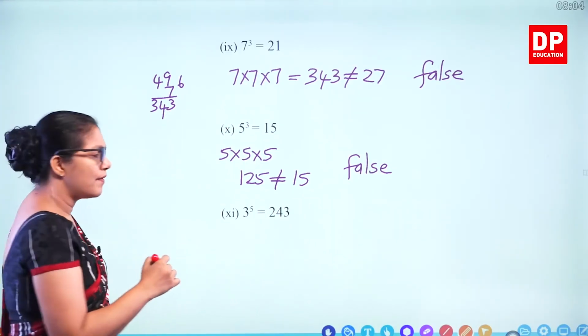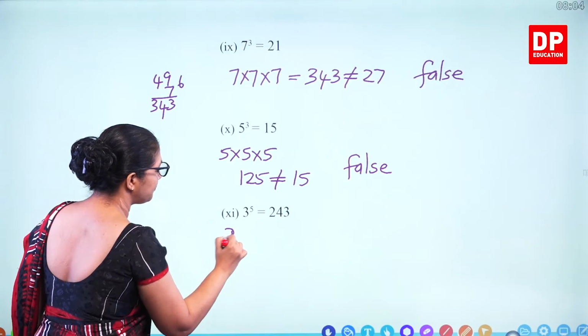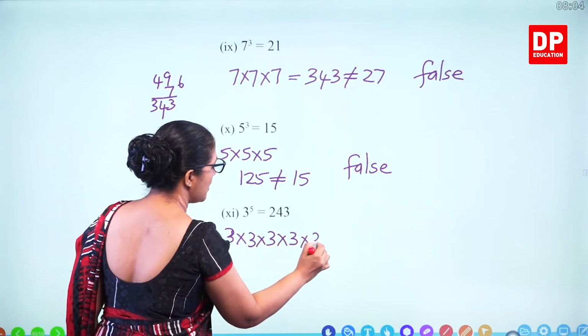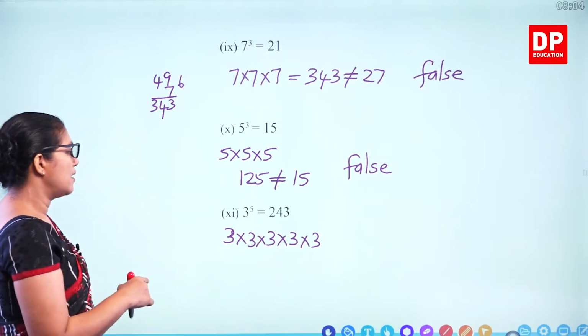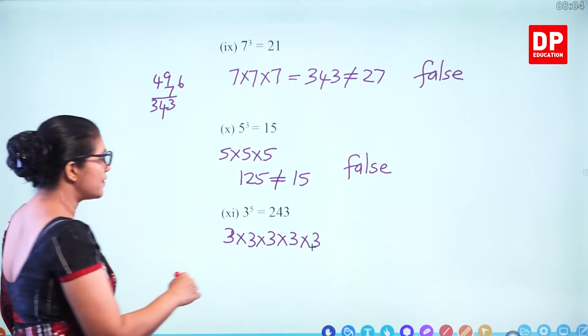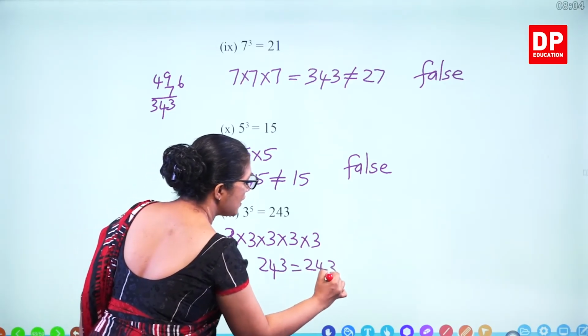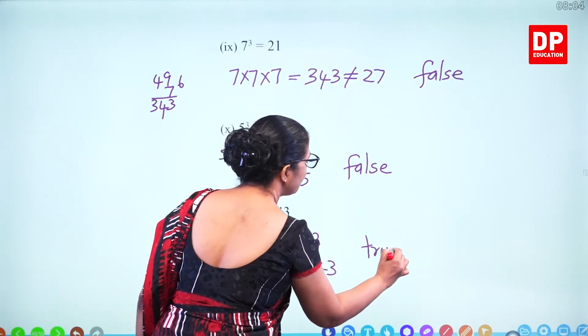3 to the power 5. 3 times 3 times 3 times 3 times 3. So you get 243. That's equal to 243. That's true.